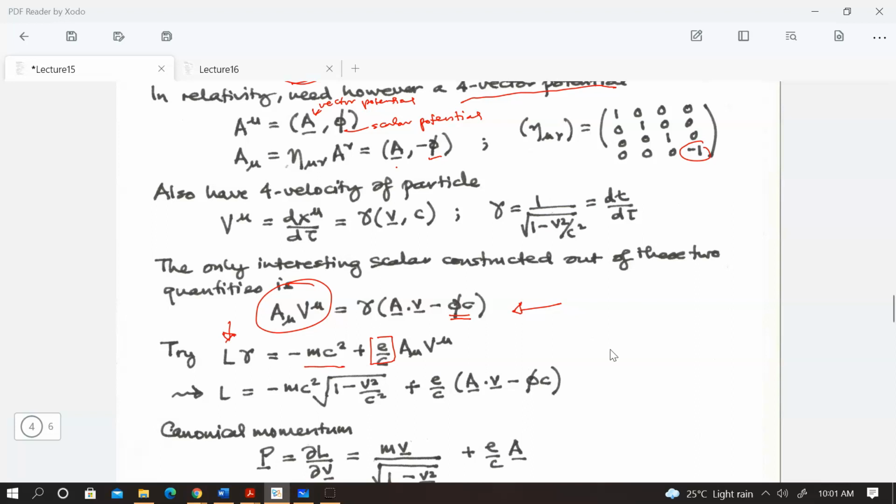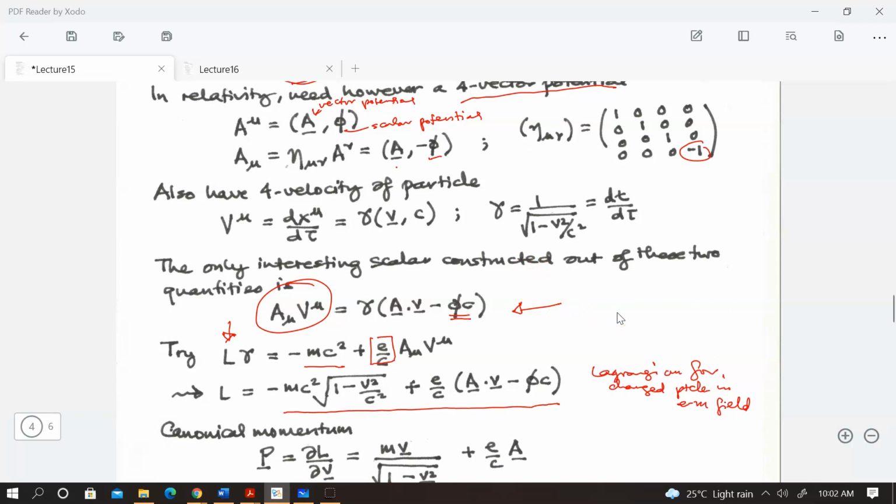Multiplying your 1 over gamma thing, and then the other Lorentz scalar will come from here. So this will give you that: the new Lagrangian for a charged particle in an electromagnetic field.